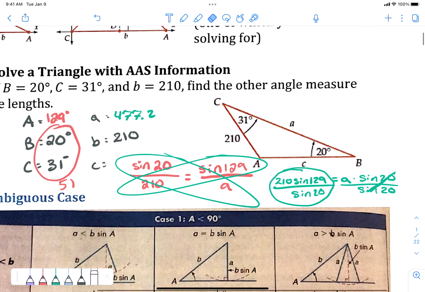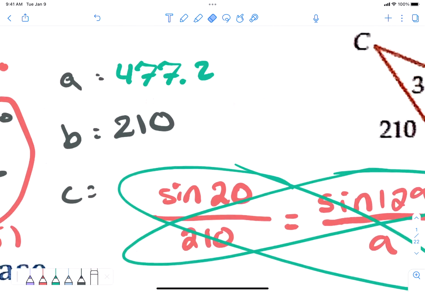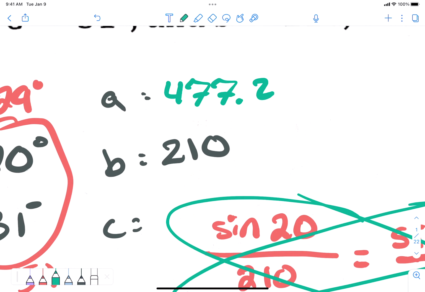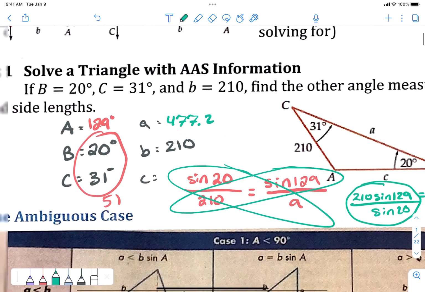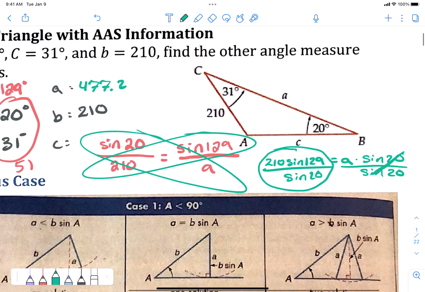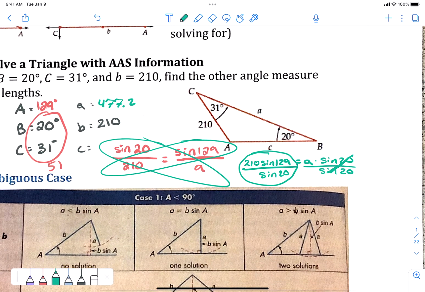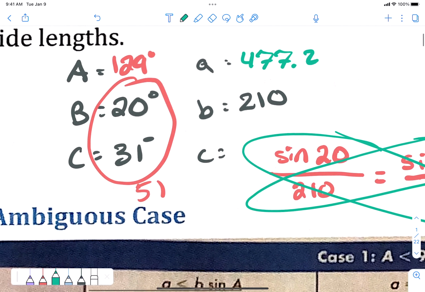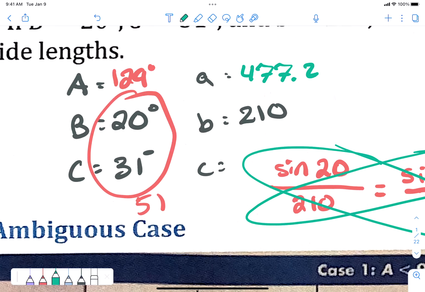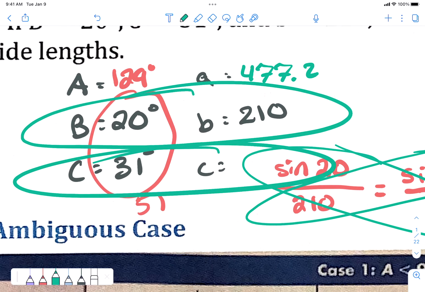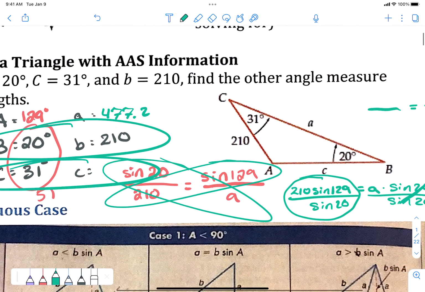Now we're going to solve for C. We're going to do exactly the same. Can we do A squared plus B squared equals C squared to find C? It's not a right triangle, so you can't. So let's do another law of sines. We can't use A because it's rounded off. So we still want to use this one and this one to solve for C. We're still going to use sine of 20 over 210.